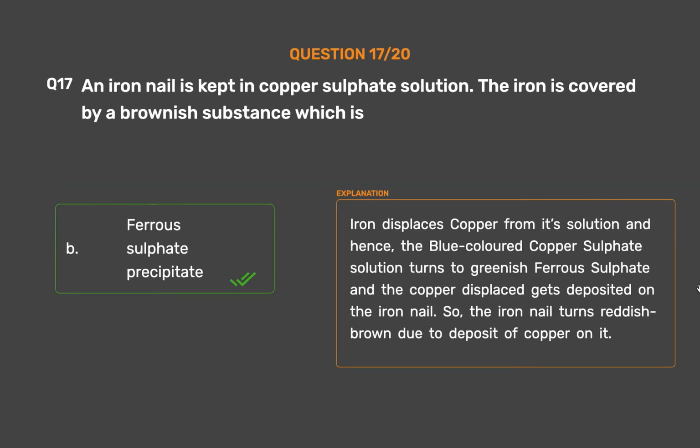Iron displaces copper from its solution and hence, the blue-colored copper sulphate solution turns to greenish ferrous sulphate and the copper displaced gets deposited on the iron nail. So, the iron nail turns reddish-brown due to deposit of copper on it.